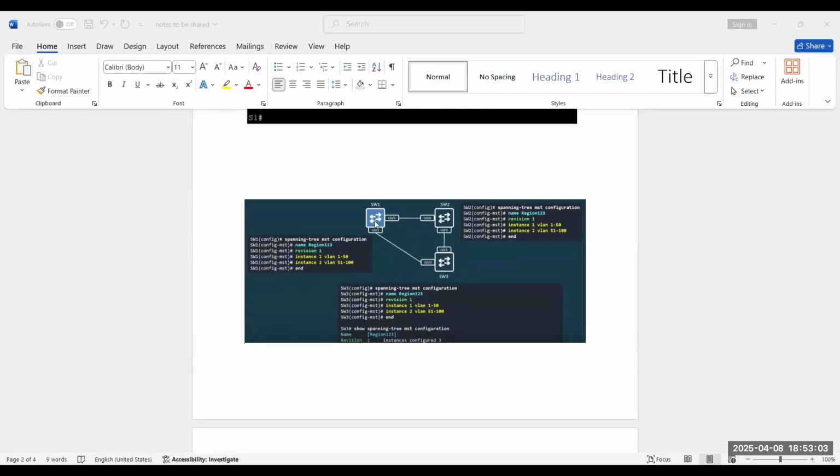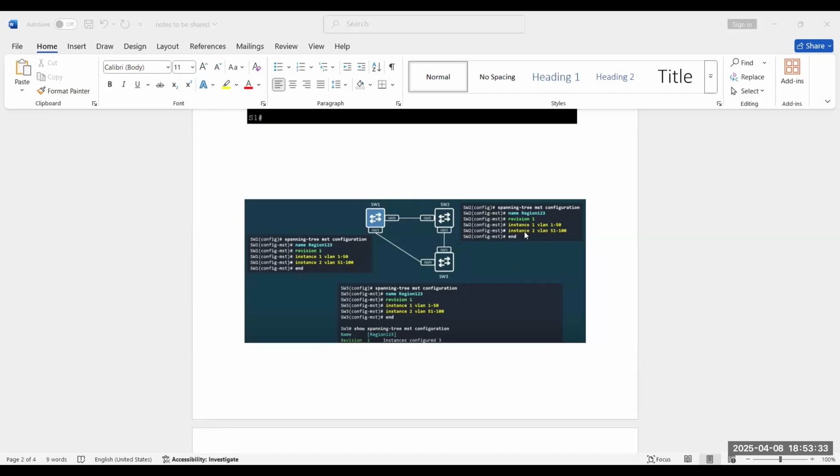With MST configuration, on the global configuration mode, we are just going to put spanning-tree mst configuration. And we are going to split into regions, like I said, instances. So we are going to configure all these 3 switches under one region. That is region 123. Revision number 1.